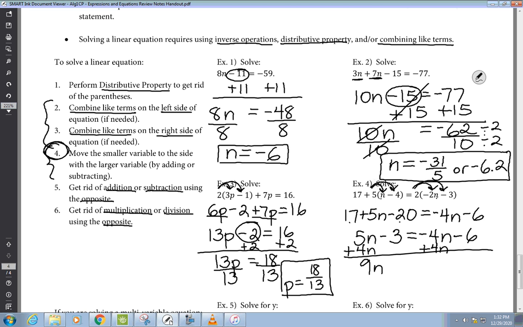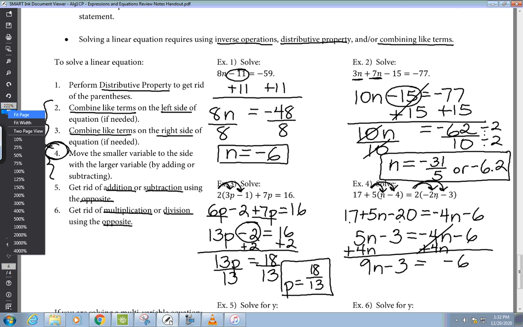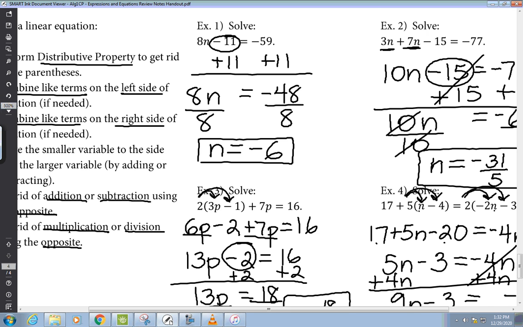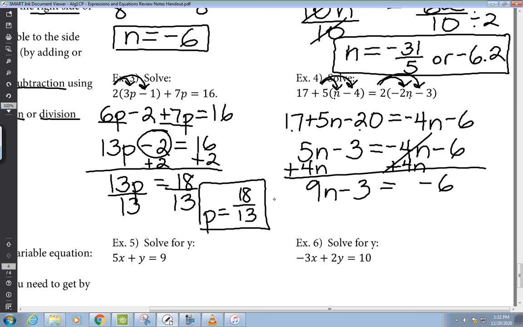So 9n minus 3, 4n's cancel out, equals negative 6. Just a little bigger just to finish out this problem. Get rid of the minus 3, add 3 to both sides. So that's 9n equals negative 3.